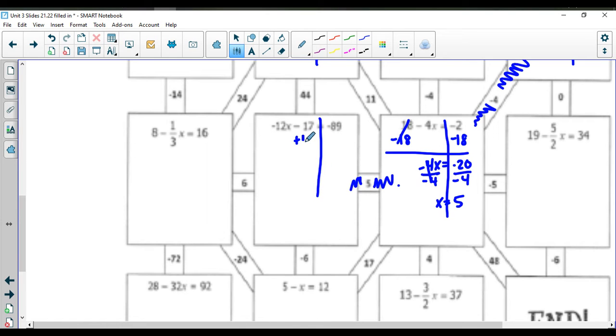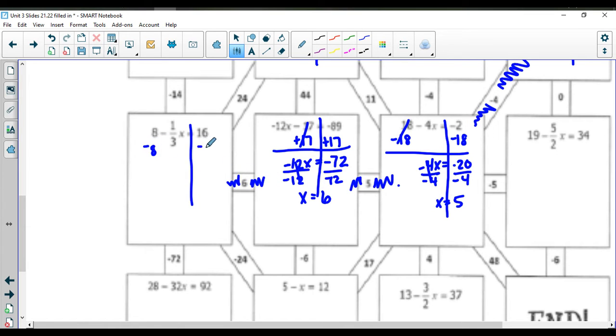Drop this down. Add 17 to both sides. So I have negative 12x equals negative 89 plus a 17. Still going to be a negative answer. I'm going to get a 72. And I'm going to divide by negative 12. And we're going to get x equals a positive 6, which will take me here to the left.